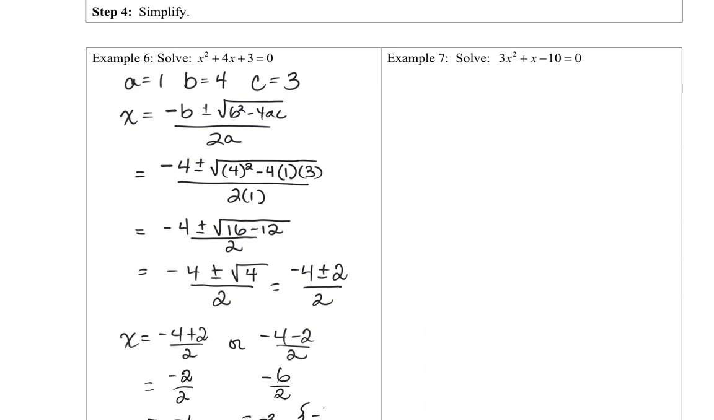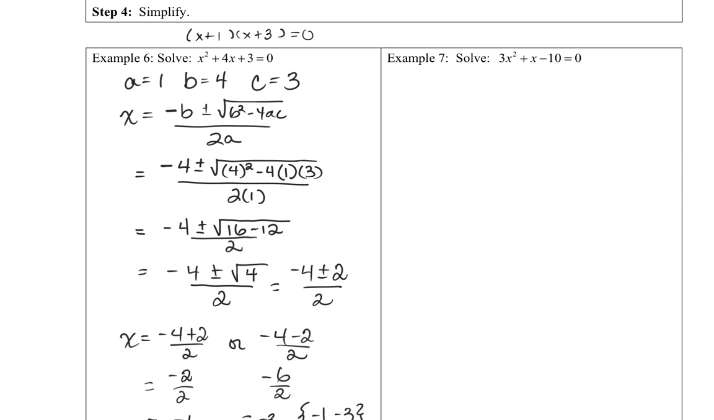So my solution set is negative 1, negative 3. And we would have gotten the same thing if we'd factored this, right? What are two numbers that multiply to give us 3 and add to give us 4? 1 and 3, right? So if we set that equal to 0 and solve, we'll hit x equals negative 1. If we set this one equal to 0 and solve, we'll hit x equals negative 3. You can always use the quadratic formula to solve, but if you can factor it, that's always going to be quicker, okay? Unless you have really big numbers.